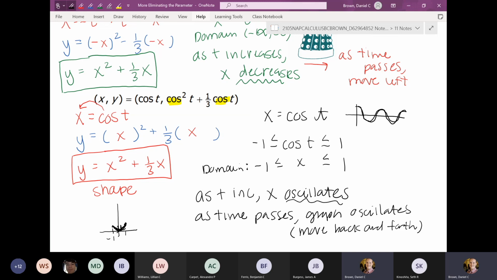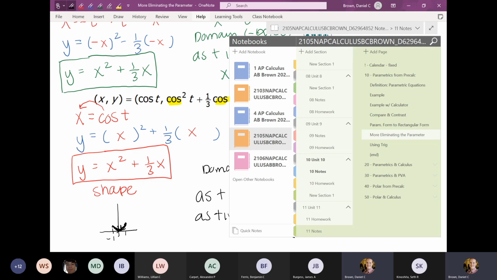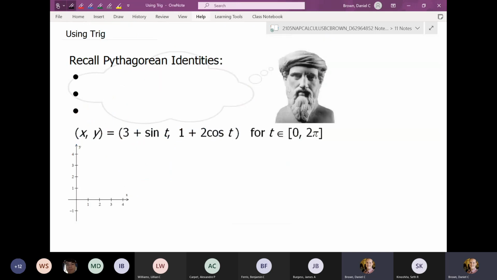All right, so I just have one more example I wanted to do, and that will put us at the end of class. Just one more trig example. Again, we haven't done any of the calculus yet, but having a firm understanding of these graphs will help make the calculus a little bit easier.